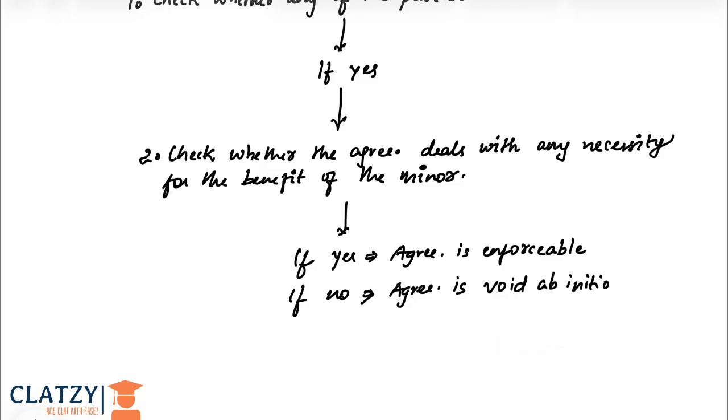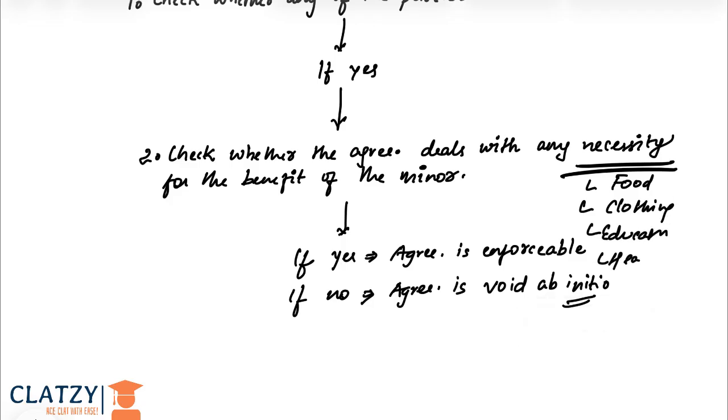All right. And I gave you one example of the orphan who wants to study at a college. Studying is a necessity. Okay. So you can understand this. What are the necessities of life? Food, clothing, education, health. All right. These are necessities of life.